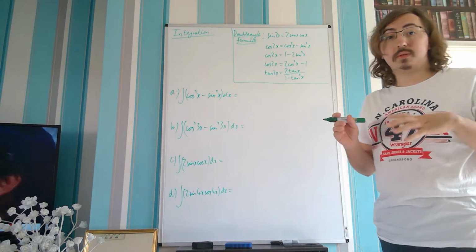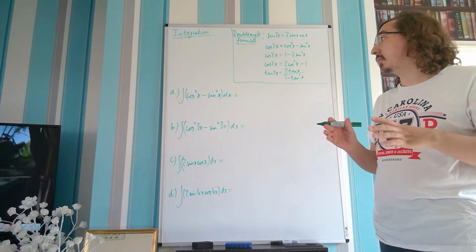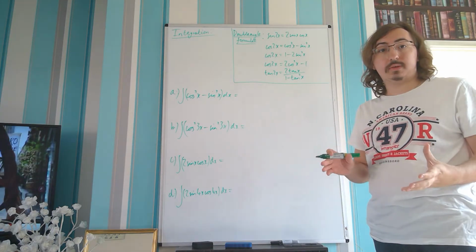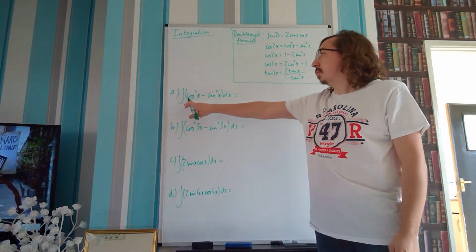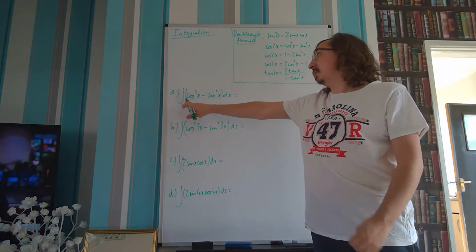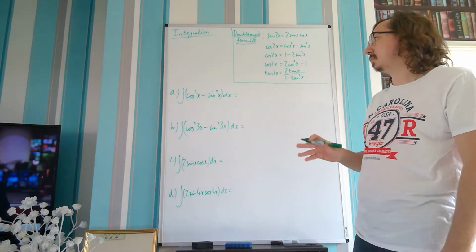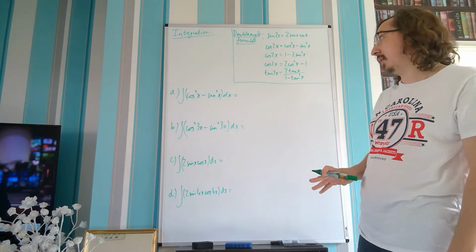So for this problem, we're going to look at several more of the double angle formulas and how we can use those and integrate. So the first one is quite nice and simple. For part A, I want the integral of cos squared x minus sine squared x with respect to x.